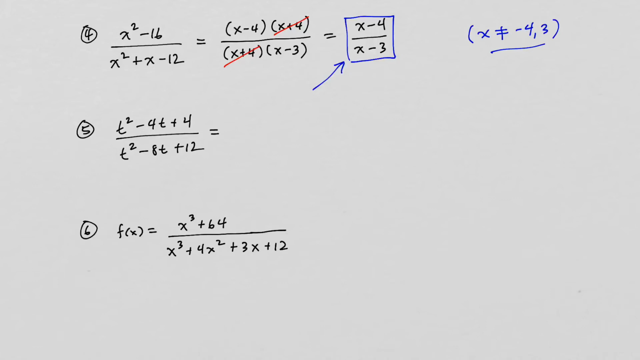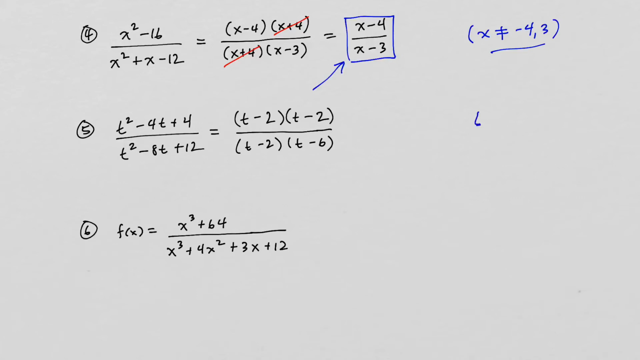So the numerator factors. We're looking for two numbers that we can multiply to get positive 4 and add to get negative 4. So that should be negative 2 and negative 2. And in the denominator, we are looking for two numbers that we can multiply to get positive 12 and add to get negative 8. And that would be negative 2 and negative 6.